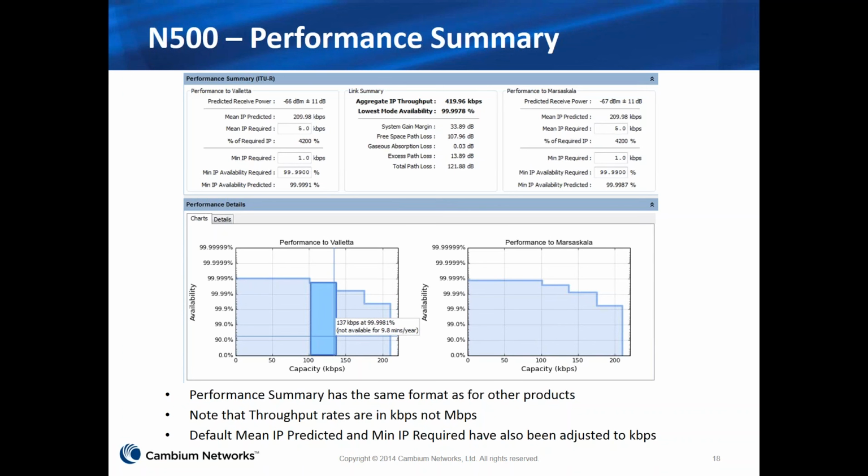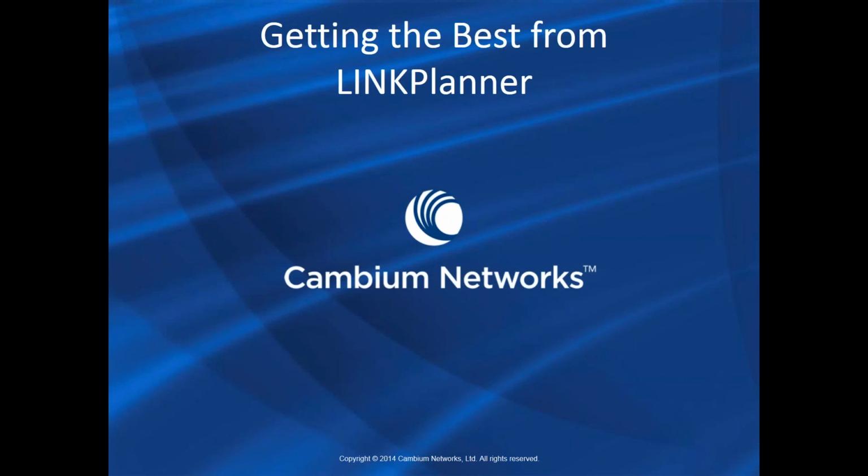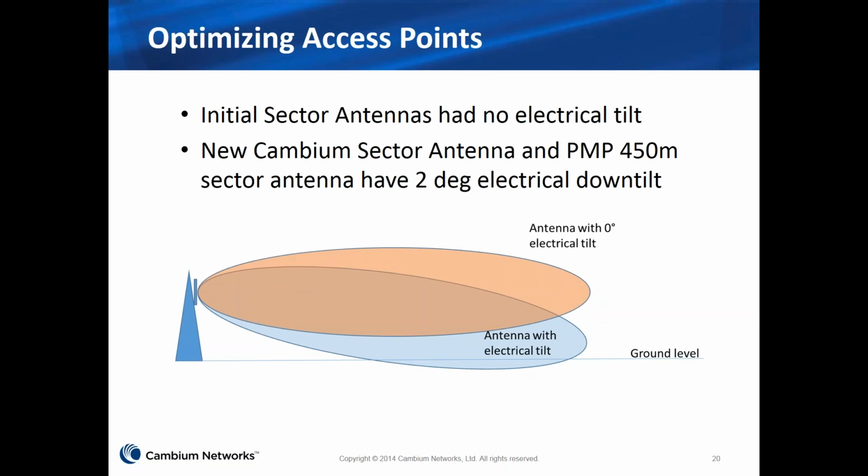So that concludes the information on the different new products, and in this last section we'll take a quick look at a couple of different things that will hopefully improve the way you use LINKPlanner. The first one I want to look at is optimizing access points, and we do this by looking at the tilt of the antenna. This has become more important as Cambium have introduced new antennas recently.